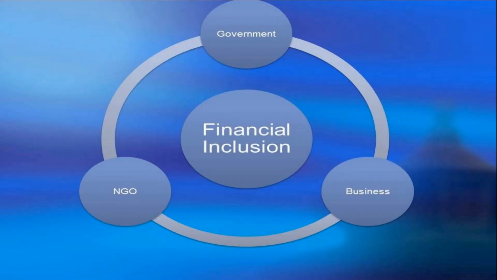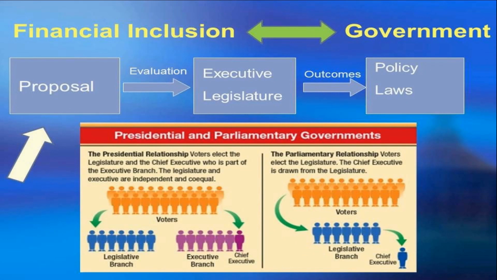The most common financial inclusion providers in the world are government, business, and NGOs, but their planning and decision-making are distinct. Here's the model for the government. Civilians come with a proposal, and next the Senate will evaluate the proposal and bring the result to the upper level. Then, the executive and the legislature will decide which proposal will become the policy or the laws.